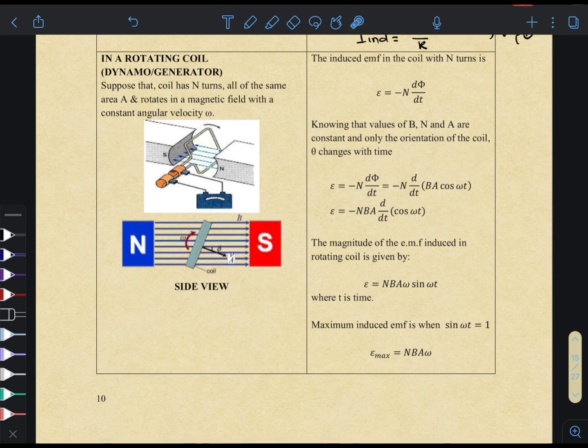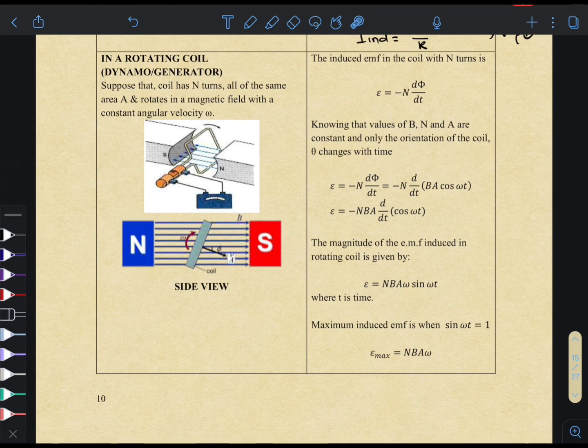dt. Knowing that the values of B, N and A are constant and only the orientation of the coil theta changes with time. As you can see, B yang kita dapat dalam soalan ni adalah from the permanent bar magnet, dan bar magnet ini adalah bar magnet yang sama. So your B did not change, it is a constant. The number of turn pun tidak berubah. Area of the coil pun tidak berubah. What is changing here is the orientation of the coil theta, because you are rotating dia.